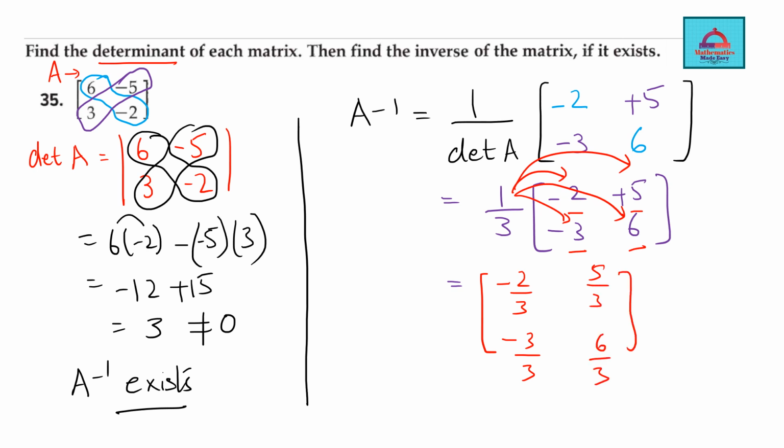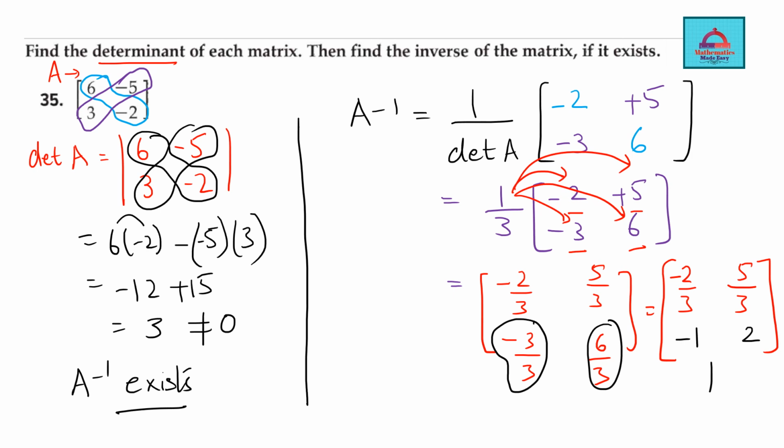So let's give the final answer now. The value of A inverse is going to be negative 2 over 3, here 5 over 3. Now these two get divided. Minus 3 by 3 is minus 1. 6 by 3 is 2. So this is your final answer for A inverse.